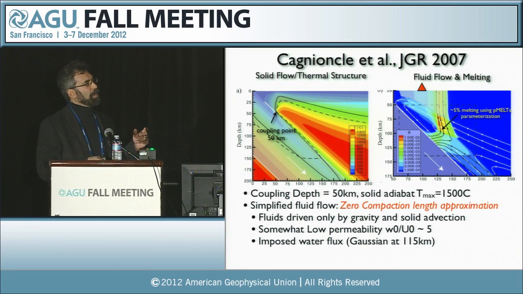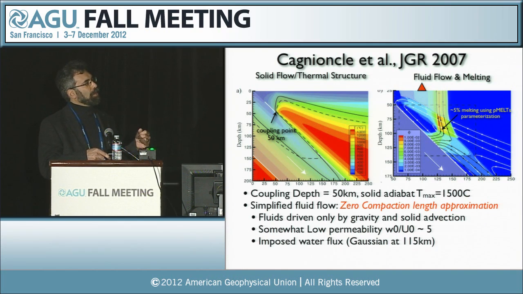If it's low permeability, the solid will take this and actually drag it down, and gravity will make the fluids basically go vertically. And they used what I think is a rather low permeability for a hydrous fluid, but in this case what happens is it comes out and then it rises pretty much vertically. The water flux is imposed as a Gaussian at a specific depth, but it's not a bad depth.